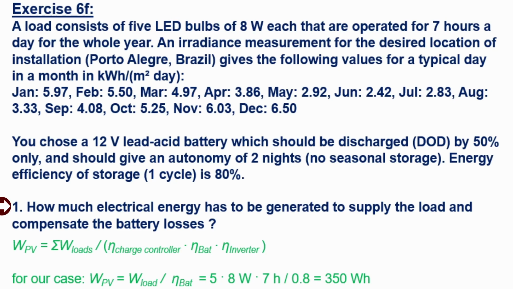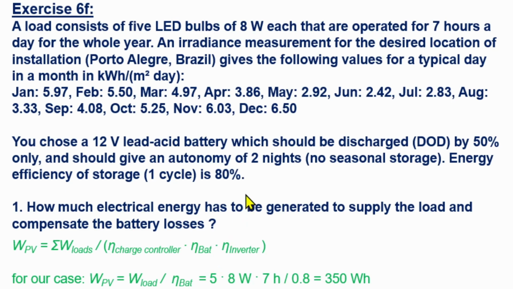So first task is to calculate how much electrical energy has to be generated to supply the load and compensate the battery losses. So we have the actual energy to be generated by the PV generator, WPV. Then you have the sum of the loads divided by the efficiency of the charge controllers, the efficiency of the battery and the efficiency of the inverter.